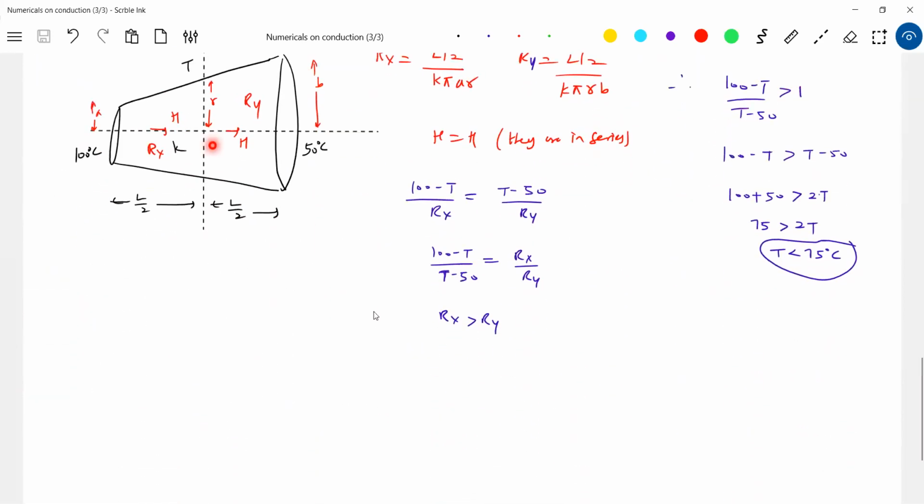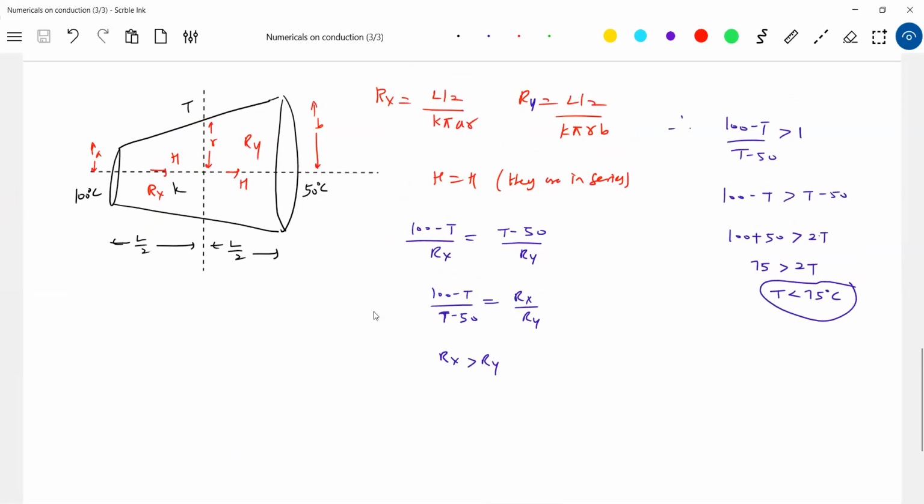Then at the midpoint, what will be the temperature? It will not ask midpoint. So he may ask here temperature. Then you have to use that formula. He may ask you greater than or less than or equal. The mathematics is this one.